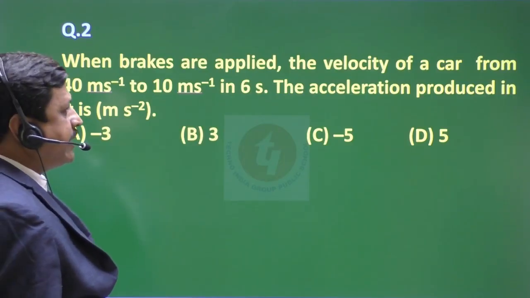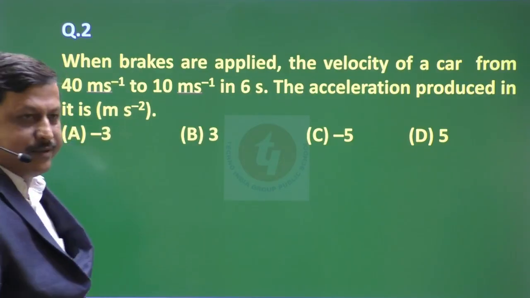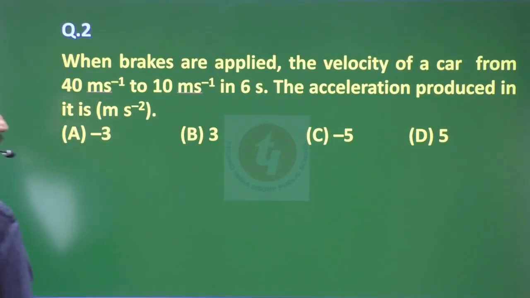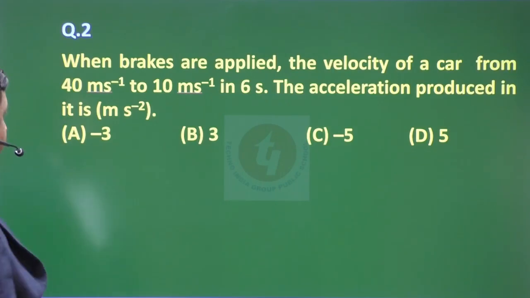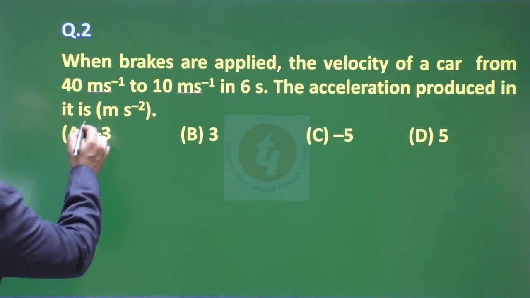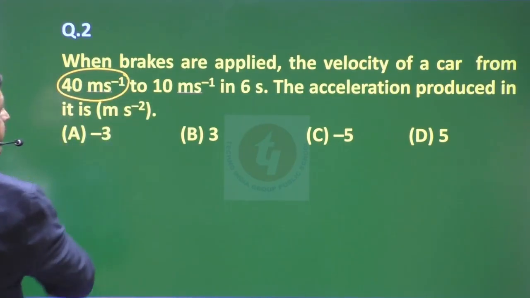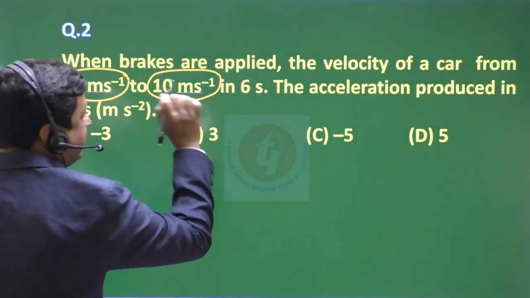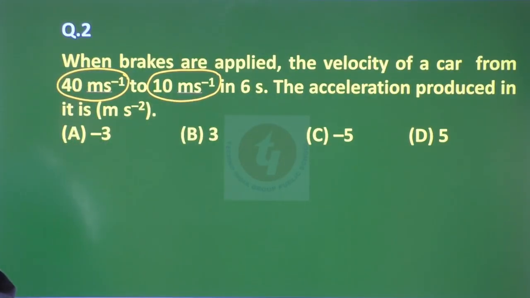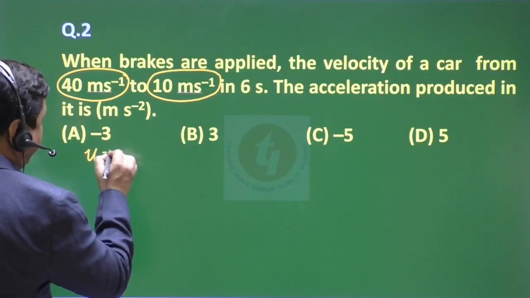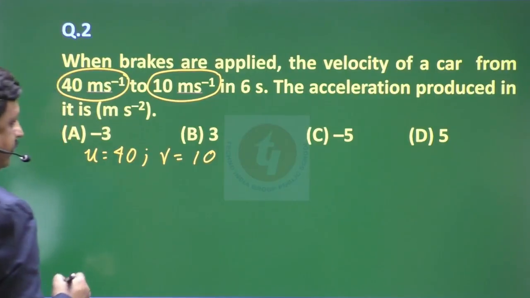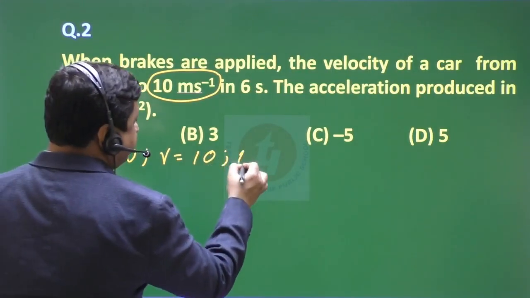second in 6 seconds, the acceleration produced in it is... that means, see, there is a retardation produced, right? Retardation produced because velocity decreases, and here 40 meter per second is the initial velocity at t equals to 0, and 10 meter per second is the final velocity in 6 seconds. That means you have to take u equals to 40 and v equals to 10, right? And t equals to 6.